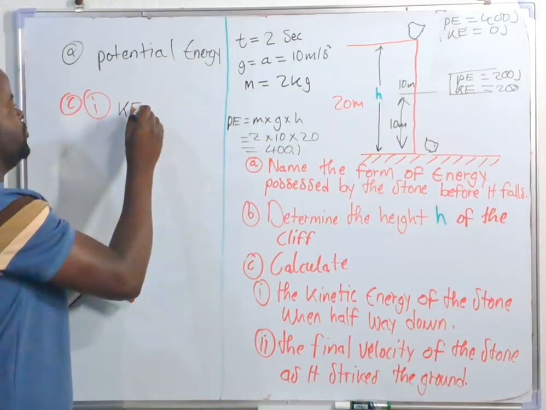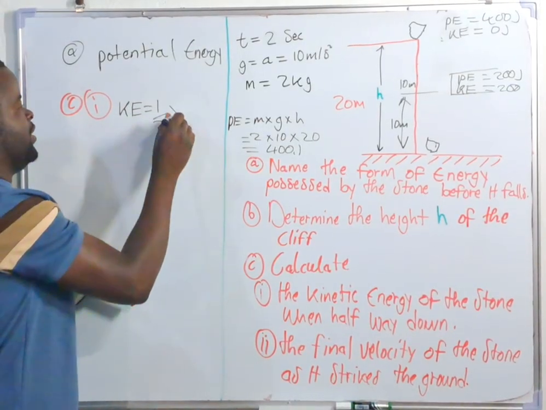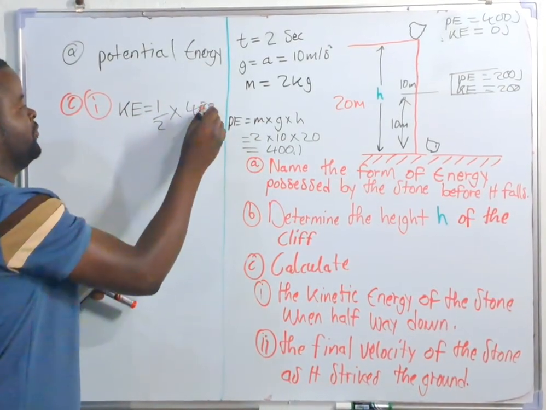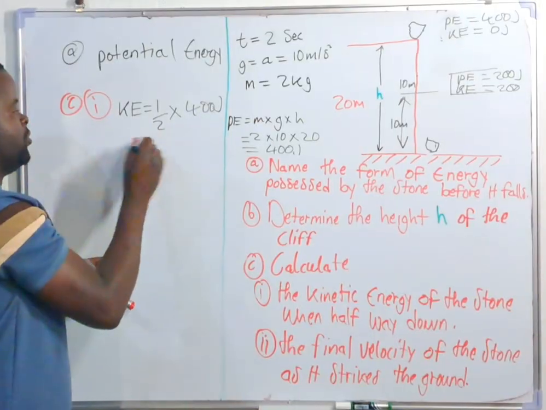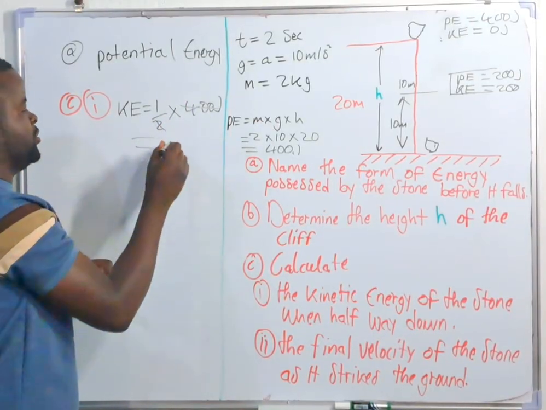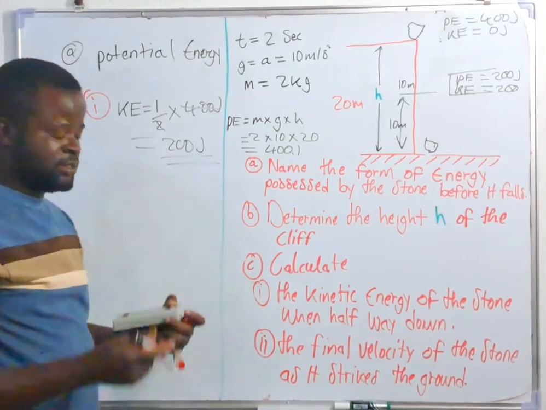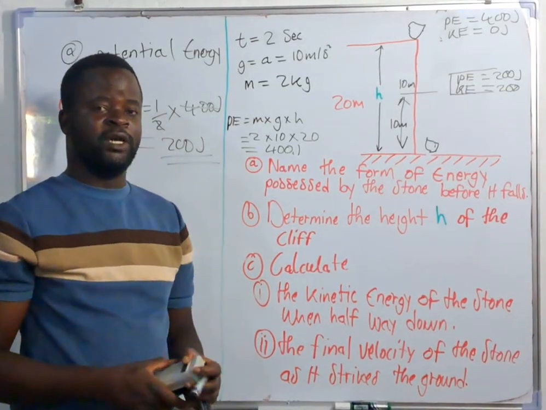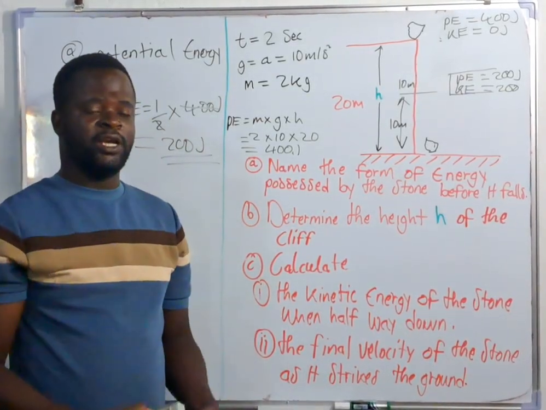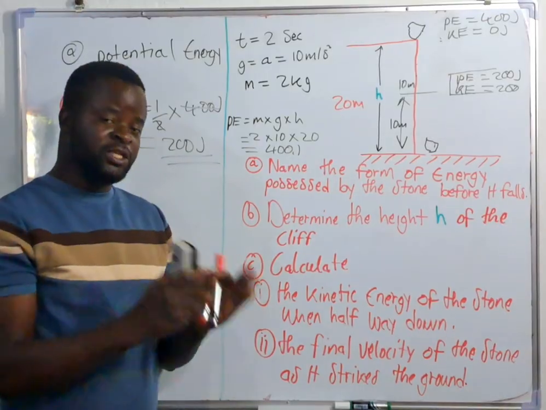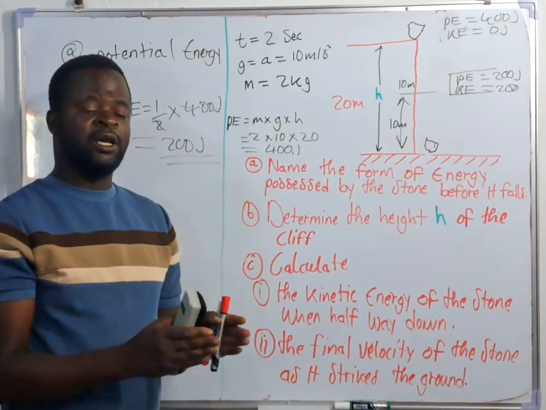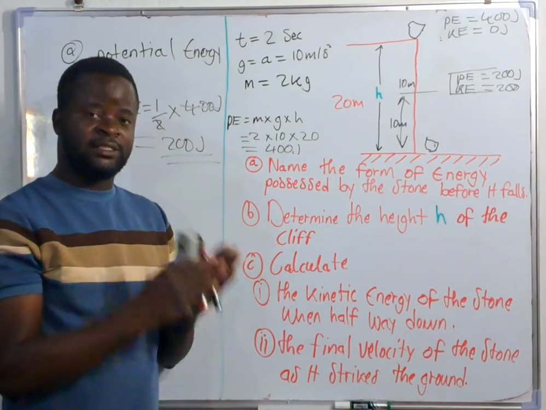So as the stone reaches halfway down, the kinetic energy is just equal to 1 over 2, which is half, times 400 joules. Half of 400 joules is 200 joules. This is the answer that we are going to find. Remember the law of conservation of energy. Quite an interesting question. You need to pause the video and pay attention.